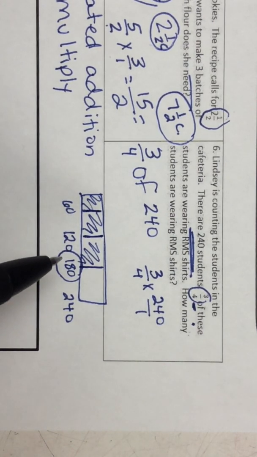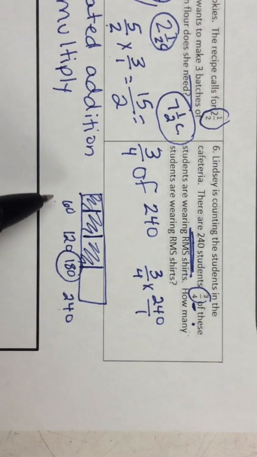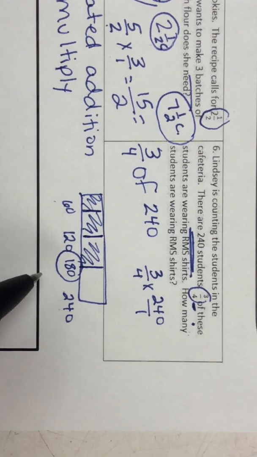Another way of looking at that is to say, if I want to know 1/4 of something, I can divide by 4. If I divided 240 by 4, I would get 60. And then I could multiply by 3, okay?